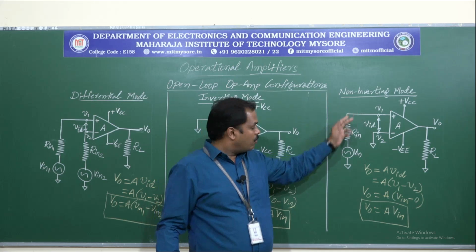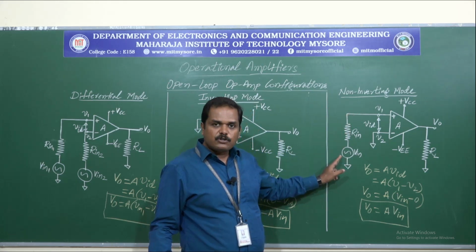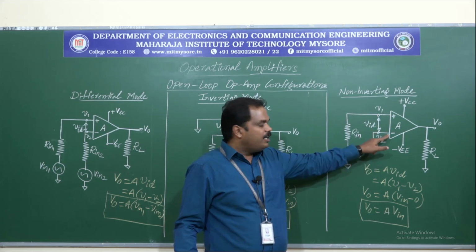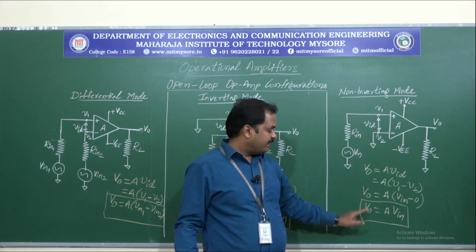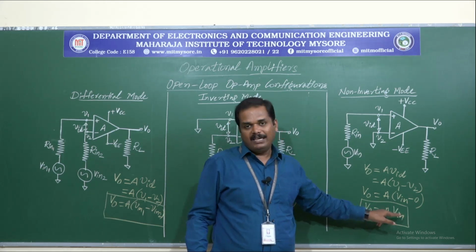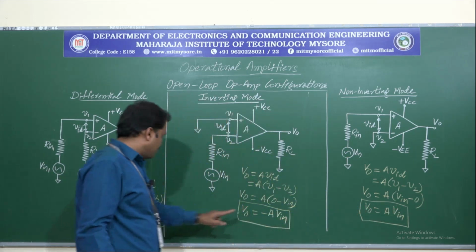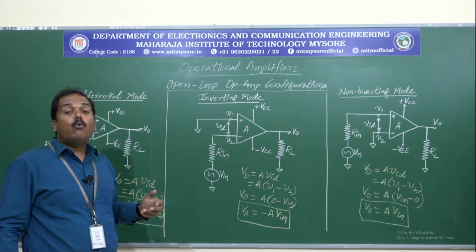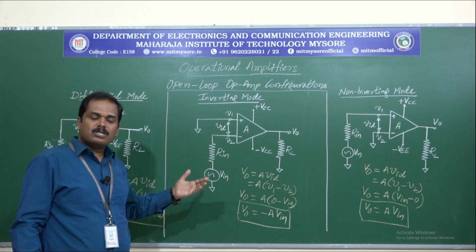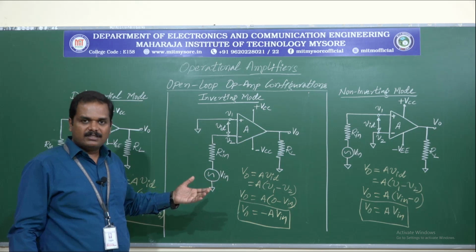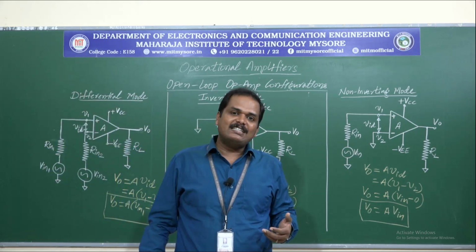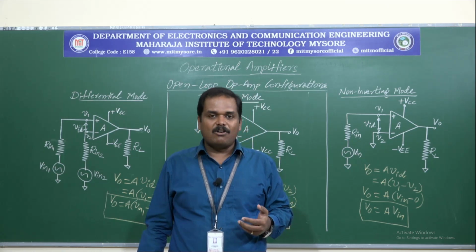And in the non-inverting mode, again there is only one input signal source which is applied to the non-inverting terminal V1 and the inverting terminal V2 will be grounded and the output voltage V0 is given by A into Vin. So in all these three modes, A represents the open loop voltage gain. These are the three different modes in which an op-amp works. So that's all what we have for this session. In the next session, we'll understand some of the applications of an op-amp.